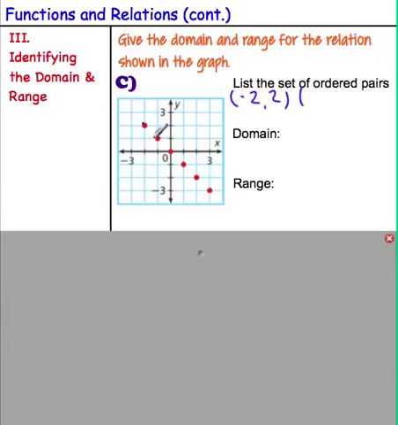I also have this one here, -1, 1. I also have 0, 0. I have 1, -1, 2, -2, and 3, -3.